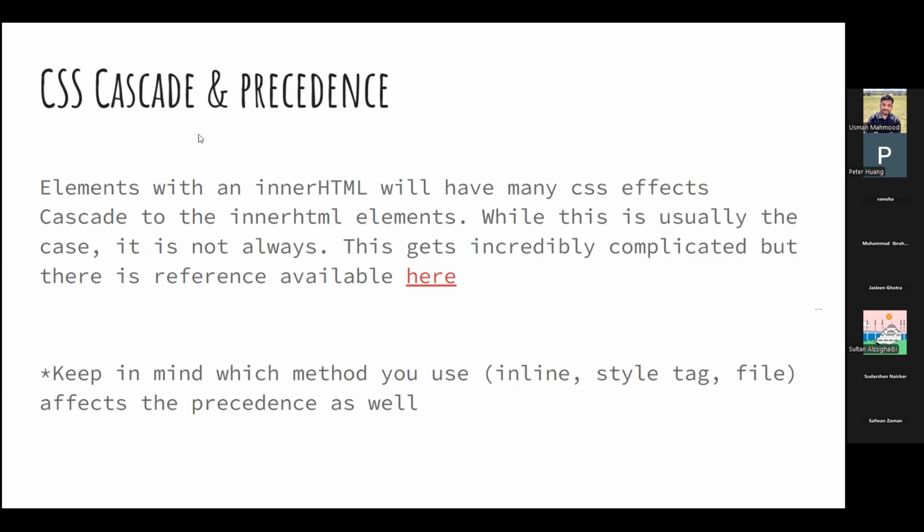Here we have the cascade and precedence. This essentially discusses what type of CSS level you want to implement, such as in the outer HTML, which will have many CSS effects cascaded to the inner HTML elements. Although it's not always the case, it usually is, but you could check here with this link and see more about it.